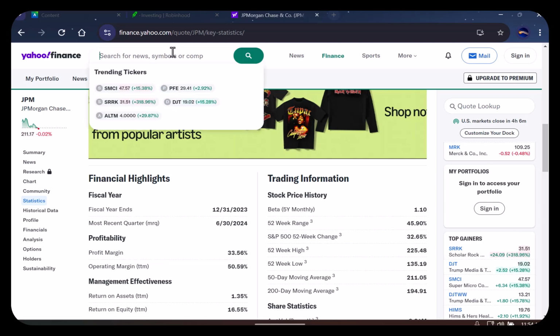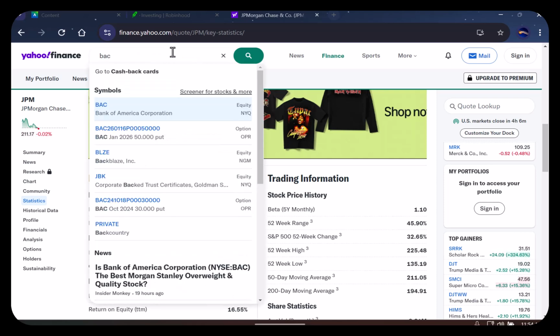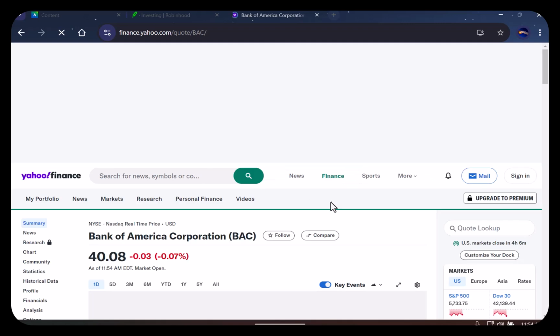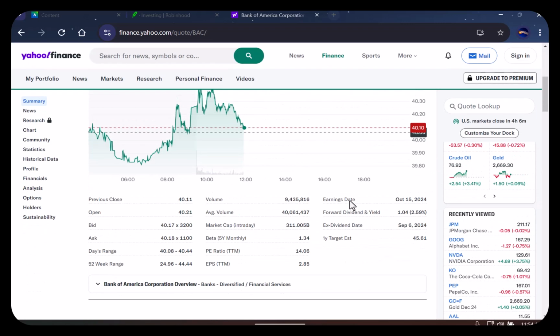Let's do the same thing for Bank of America. 104.